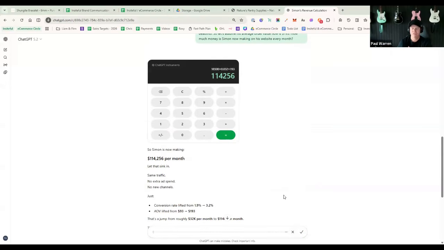Now, let's do this exercise. If Simon does nothing and continues to do what he's doing at the moment, and those numbers stay the same, versus if he uses my numbers, how much more money will Simon make annually just by fixing those two things before he even makes his ads look better?